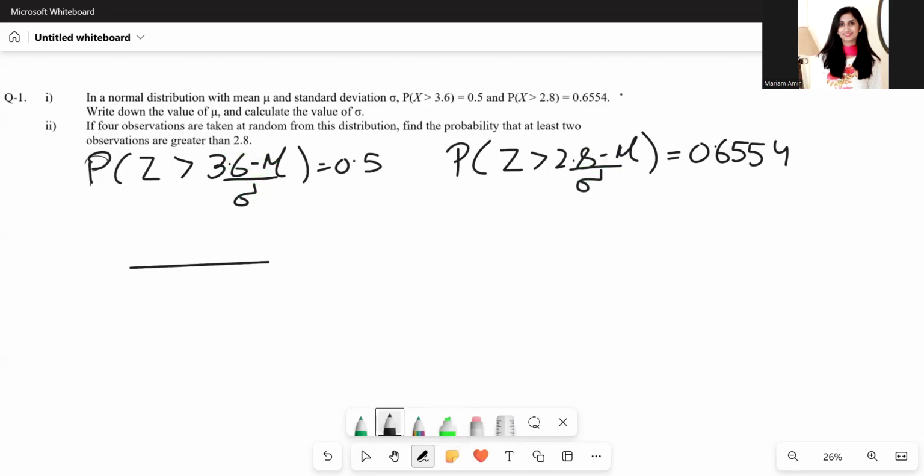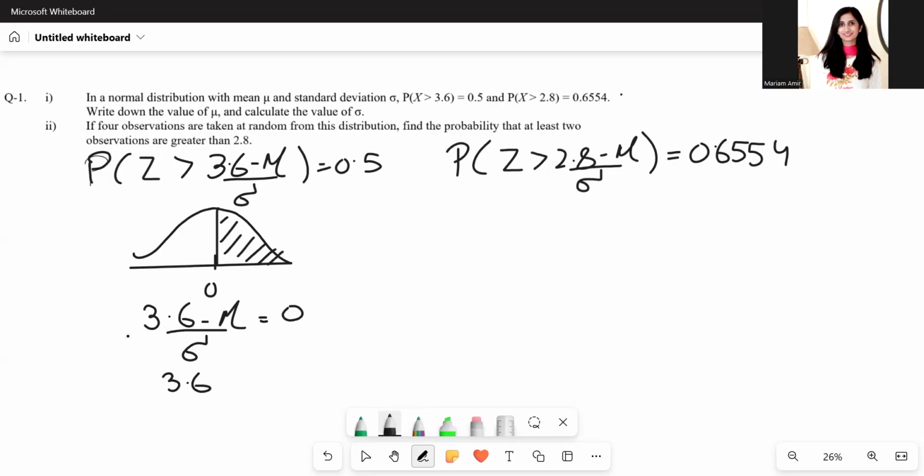Let's draw a normal distribution curve over here. We have 0 over here, and it's saying that the probability that z is greater than something is equal to 0.5. Without looking at the table, I know that this z value is 0, because greater than 0 the probability is always 50% or 0.5. So you don't even have to look at the table, and you can write (3.6 minus mu) upon sigma is equal to 0, or 3.6 is equal to mu.